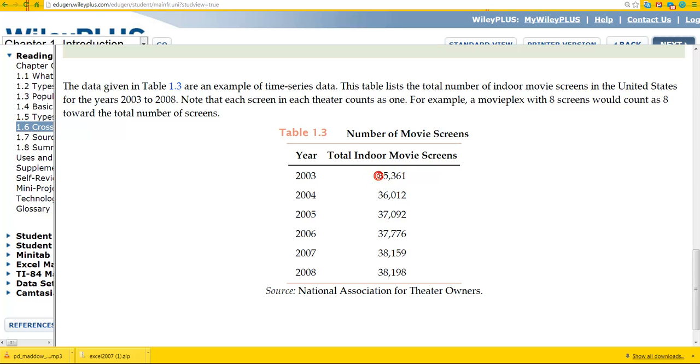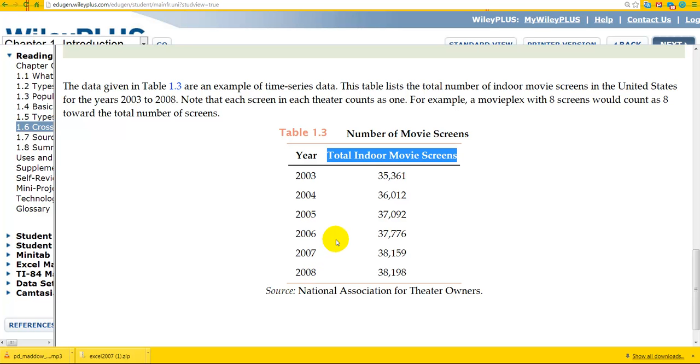So 35,361 times in 2003, 36,012, 37, 37, 38, 38, right? 1,000. So in other words, the point here is that this data is over time, right? This is 2003, then 2004, then 2001. So we're talking about the same variable over time. One variable, actually, in this case, over time. Okay, so when you're measuring something over time, that's called time series.